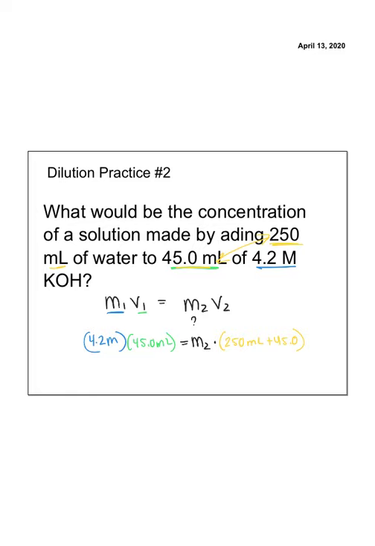So we're going to take the left side, 4.2 times 45, and we're okay because the volumes are both milliliters. 4.2 times 45 is 189. They're both milliliters, so we're good there. And then 250 plus 45. So we'll divide both sides by that 295. 189 divided by 295. M2 is 0.641 molar, or 0.641 mole per liter.